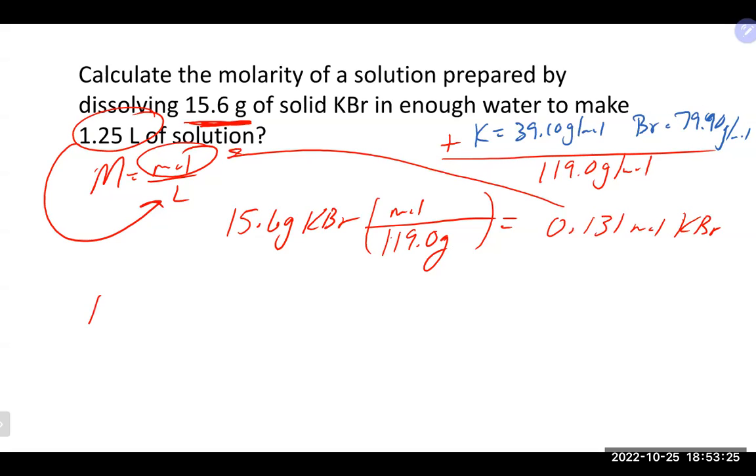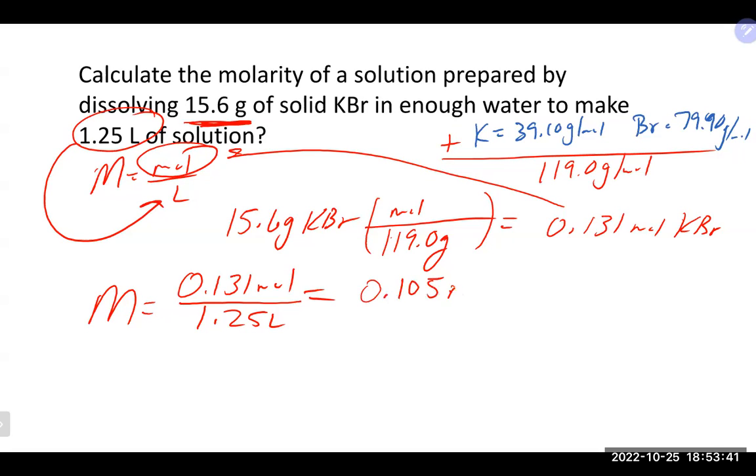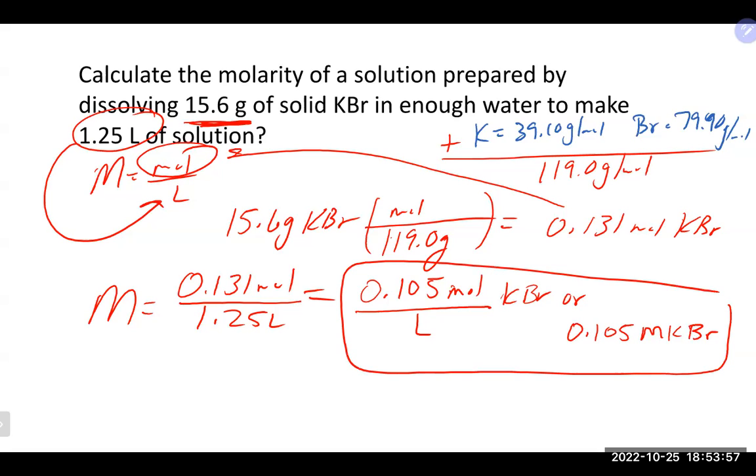So now to calculate the molarity here, we would take our moles divided by our liters. And we will end up with 0.105. The units do not cancel. So once again, the moles will stay with the number, and it's per 1 liter of KBr. Or you could write 0.105 big M KBr. So either way would be okay.